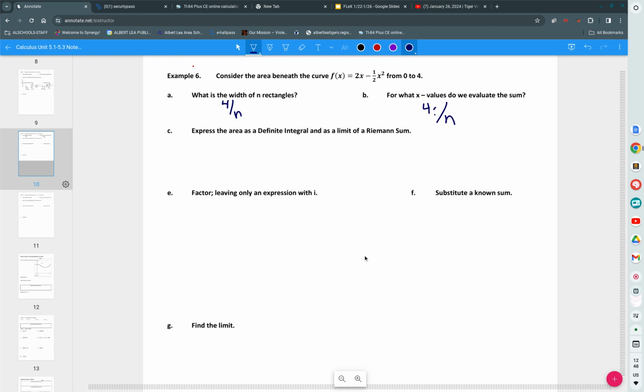So the definite integral will be the integral from where to where? 0 to 4, of the function, which is 2x minus 1/2 x squared dx.